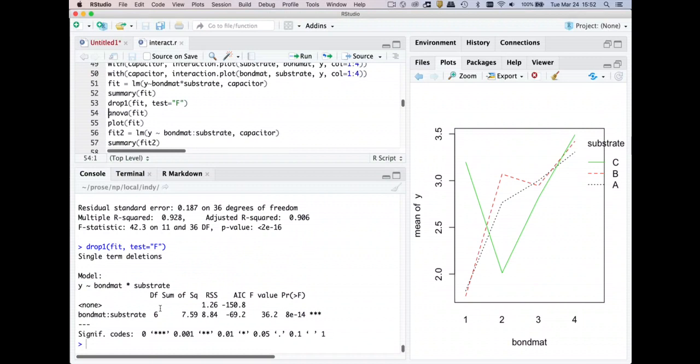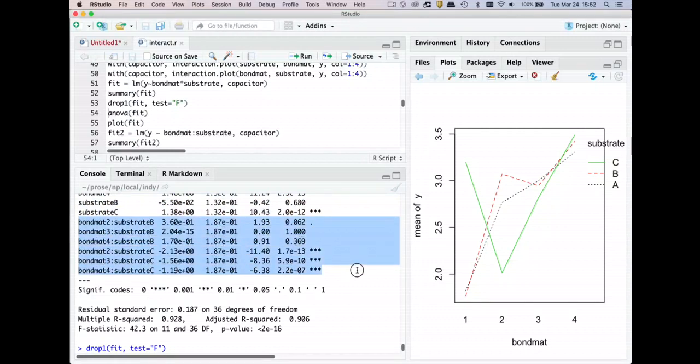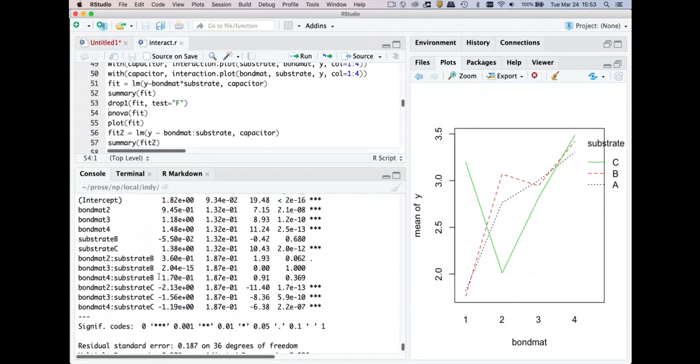And notice the interaction term has 6 degrees of freedom. So what are those degrees of freedom? We're going to constrain all 6 of these product terms to be 0. So in other words, there is no interaction. In this case, the interaction is very highly significant. We're going to reject the null hypothesis and conclude that at least one of these products is non-zero, and in fact, quite a few of them are.